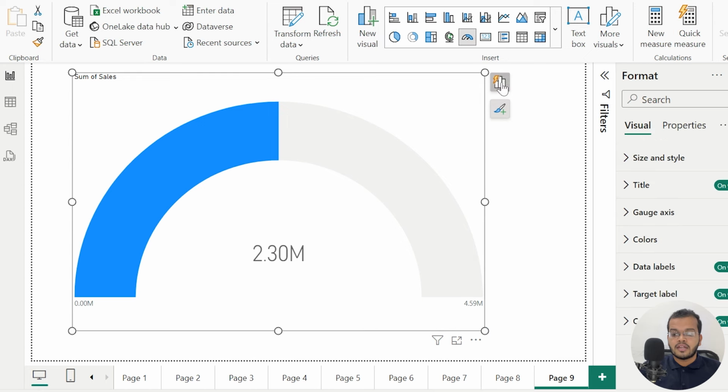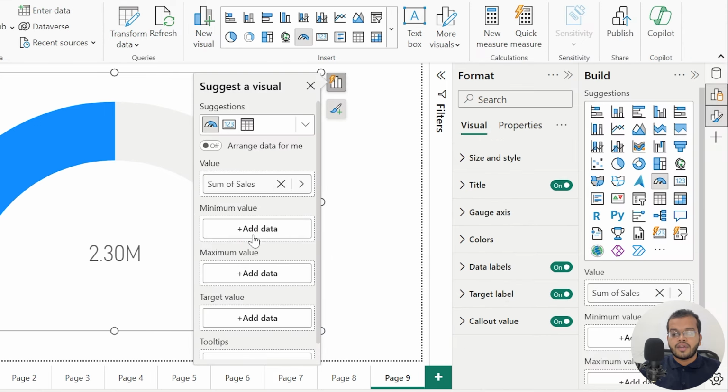Now if I want to add the target value, see here, we have a minimum value and a maximum value also. In my data set, I don't have a minimum value, I don't have a maximum value.